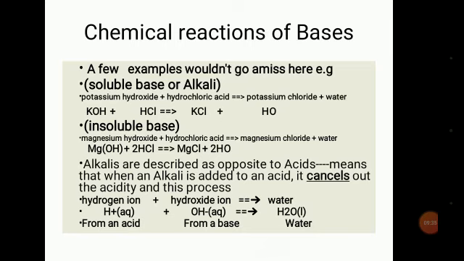Alkalis are described as opposite to acids. Means that when an alkali is added to an acid, it cancels out the acidity, and this process occurs as hydrogen ion plus hydroxide ion, arrow H2O. Means hydrogen ion from acid, hydroxide ion from a base, and the resulting product is water.